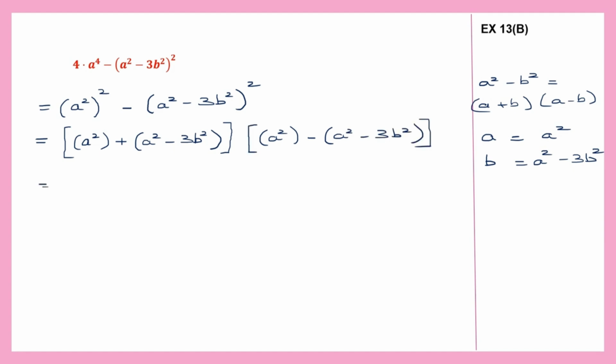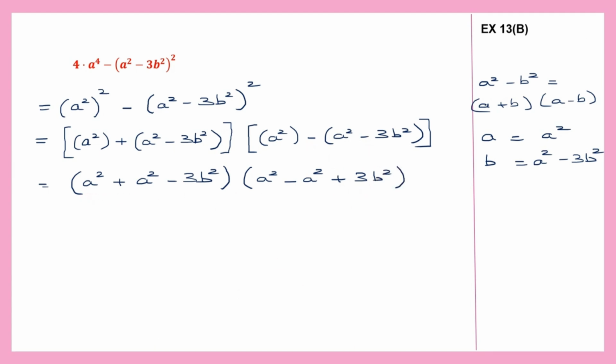Now we can open the bracket. So this becomes a square plus a square minus 3b square. So this is the first part into a square minus a square plus 3b square. Now how did it become plus? Because here we have a minus sign. Minus into minus makes it plus. That's how we got plus here.